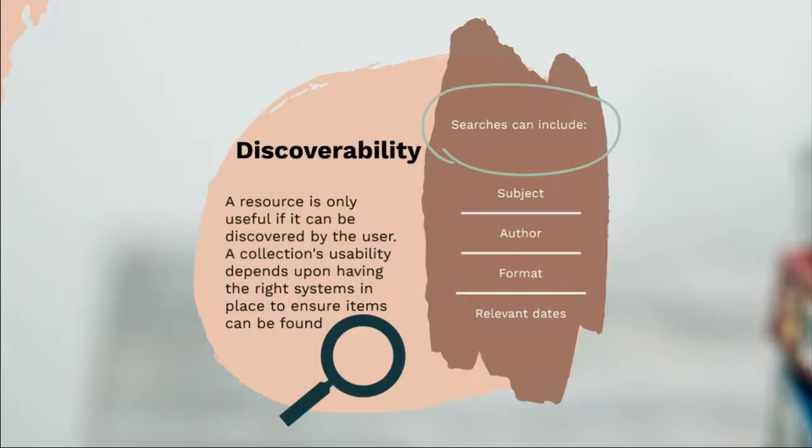Discoverability. A resource is only useful if it can be discovered by the user. A collection's usability depends upon having the right systems in place to ensure items can be found. Information retrieval system searches can include subject, author, format, and relevant date.